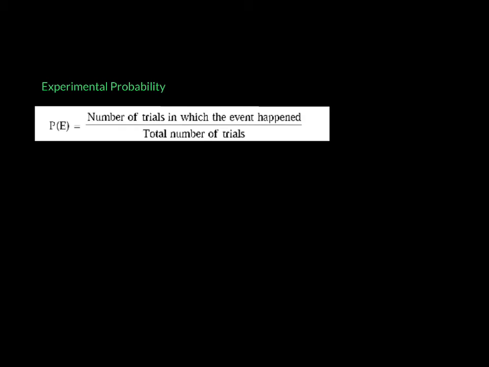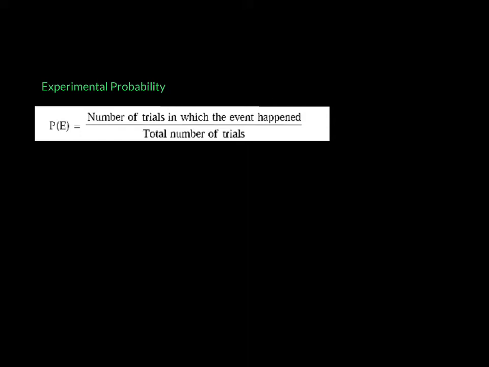In our previous grades we have also studied about experimental probability, and we noticed that the formula to find the experimental probability is the number of trials in which the event happened divided by the total number of trials.